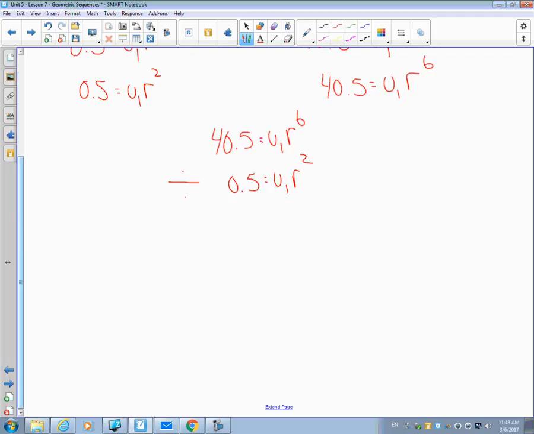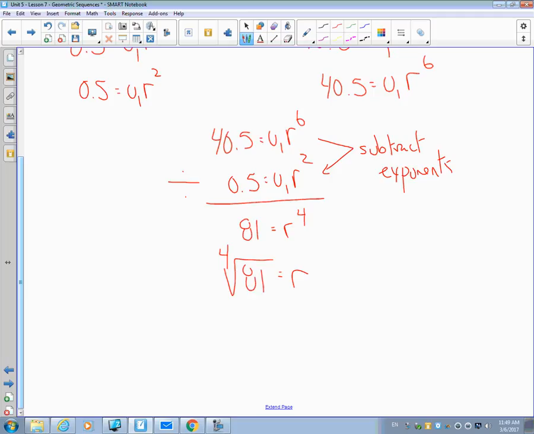And when I do my division, 40.5 divided by 0.5 comes out to 81. U1 divided by itself is gone. And when I divide bases that are the same, I will subtract their exponents. That's how we divide bases that are the same. So we'll get R to the 4. How do I solve for R? I take the fourth root of 81.